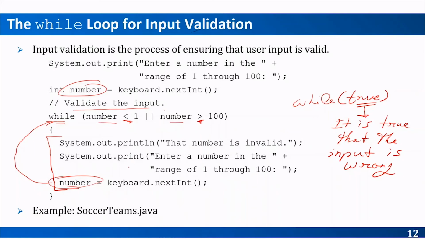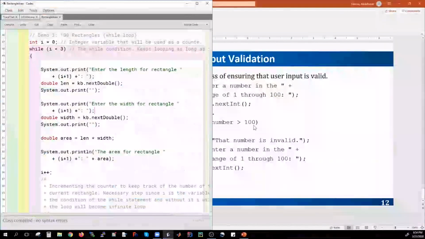You enter it wrong again, I go back and prompt you again, and then I go back with the new number and check again. And I keep doing this until your number is correct. Now, if your number is correct, it will neither be less than 1 nor greater than 100, so it will be false or false, which gives you false. That's how you validate an input using the while loop.